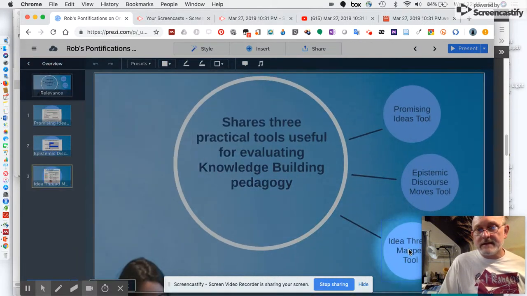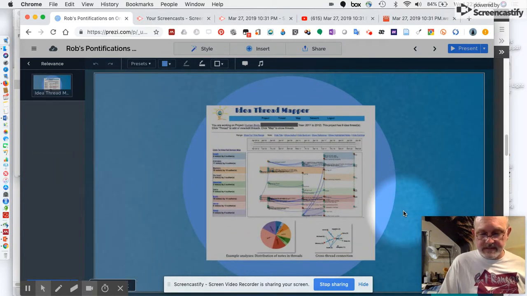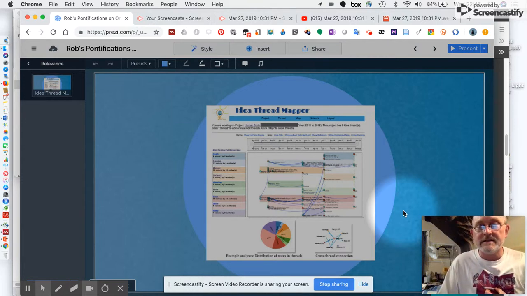And then finally, the Idea Thread Mapper, which provides even more detail, a timeline-based, collective discourse structuring tool. It supports, again, student reflection, monitoring their reflection, and adaptations of collective structures of inquiry practices. So this addresses so much of what I've been concerned about.